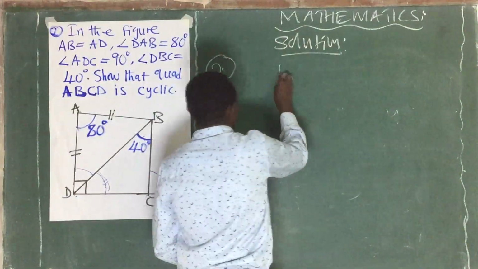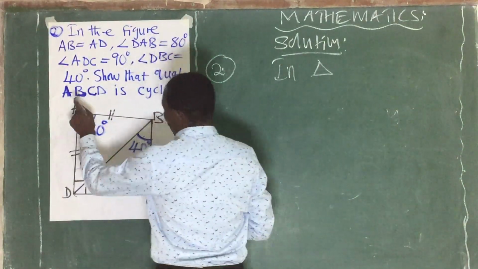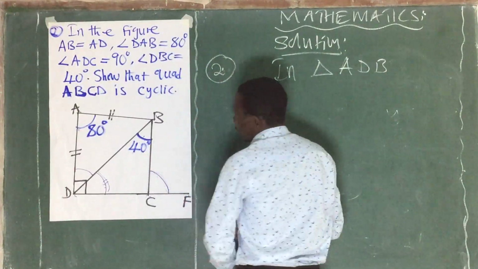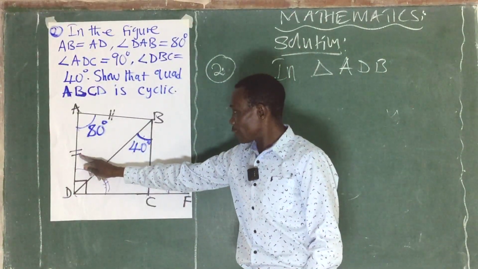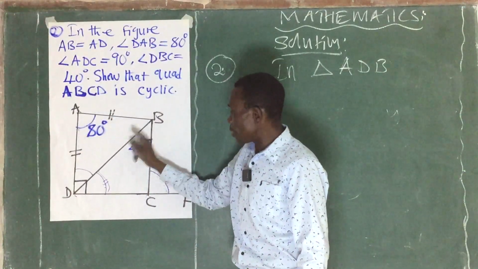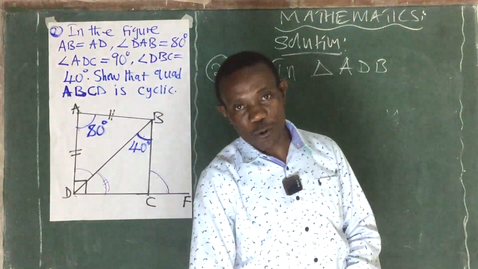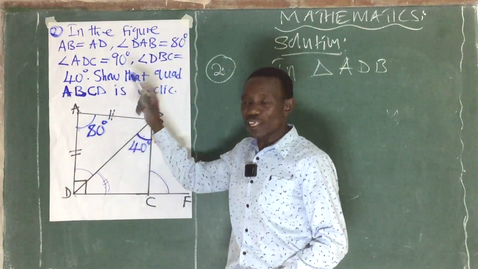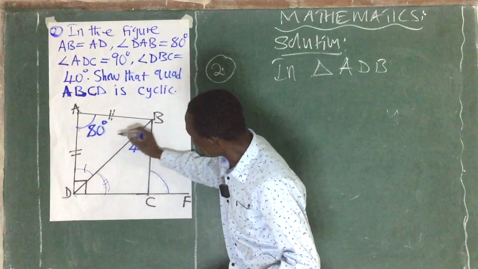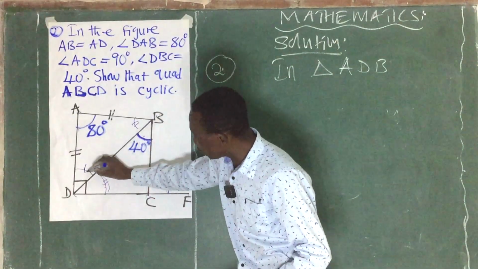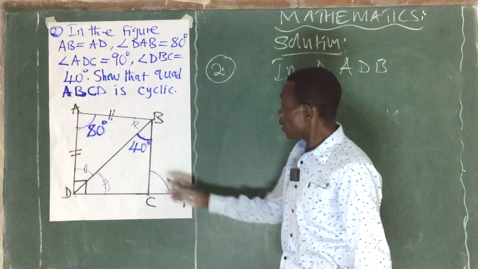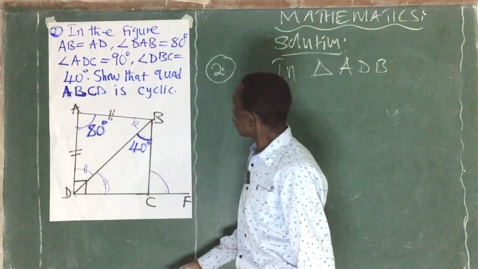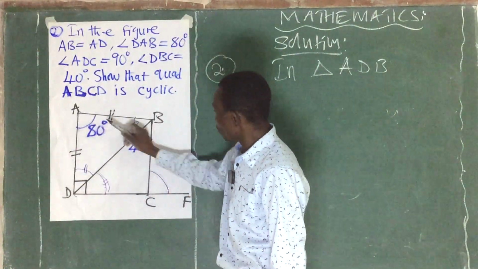You write in triangle ADB, we are given that this side is equal to this side. Then definitely triangle ADB must be an isosceles triangle. Why? Opposite sides are equal. As such, the value of this angle should be the same as that angle. You see that? Why? Base angles of an isosceles triangle are equal. Where is this coming from? We are given here. This side AD is equal to side BD.